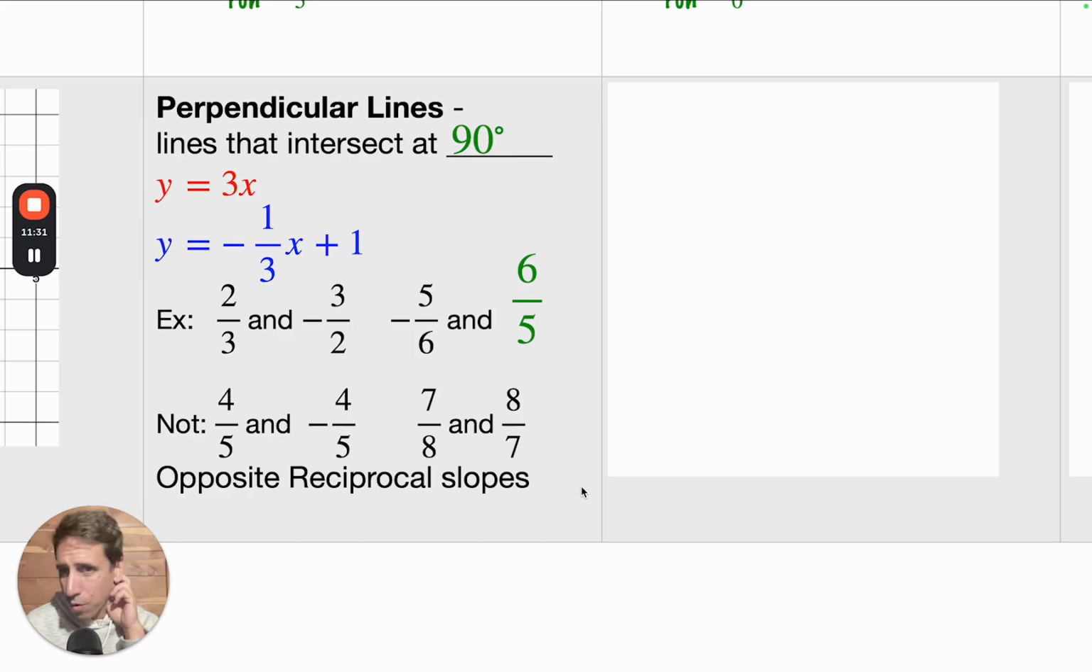Here, 4/5 and negative 4/5, you might be tempted to say that these are perpendicular, but they're not. Although you do have one of the two conditions, this is positive and this is negative, they're not also flipped. They've got to be reciprocals as well. And here, oh, wait, these are reciprocals, 7/8 and 8/7, but they're not perpendicular because one of them has got to be positive and one of them has got to be negative.